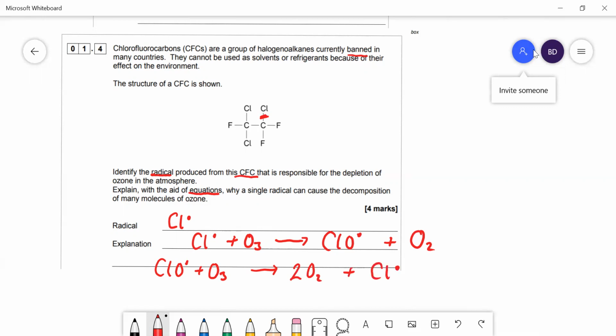So of our 4 marks here, we've got 1 for identifying the radical, 1 for each of those 2 equations, and for the 4th mark, we've got to say that the chlorine free radical is regenerated in this reaction. It's effectively like a catalyst, and it can go on and catalyze the destruction of more ozone molecules.